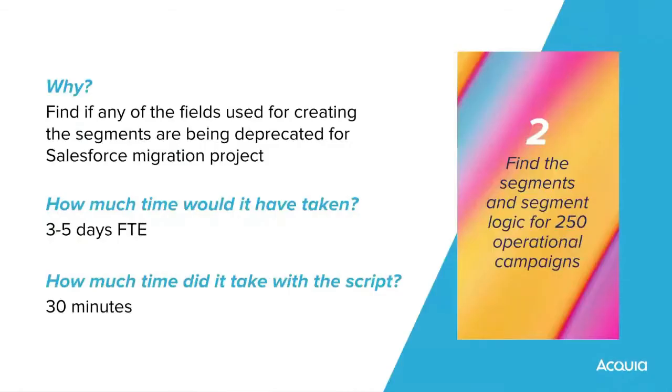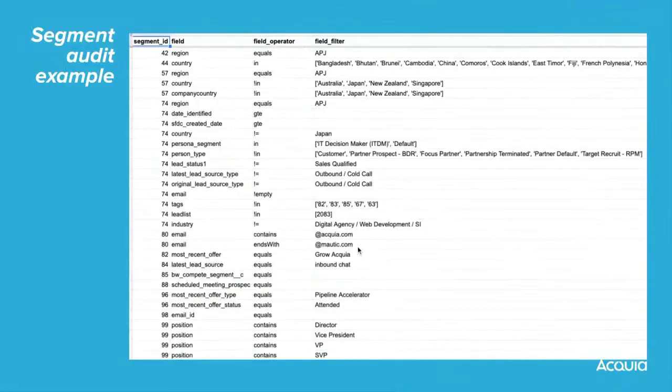Now, the next use case is to find the segments logic for those segments that make up 250 operational campaigns in our Acquia Campaign Studio instance. This is related to the Salesforce migration project. If the fields are being deprecated in Salesforce, we wanted to make sure that we are not using them in our segments and operational campaigns. So let's take a look at an example again.